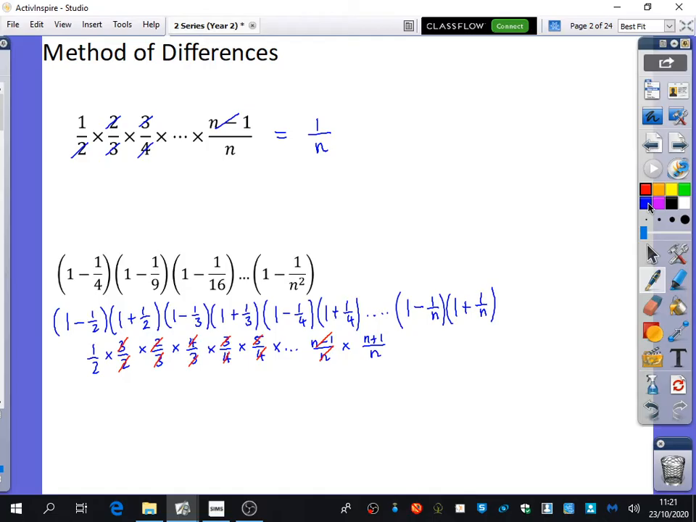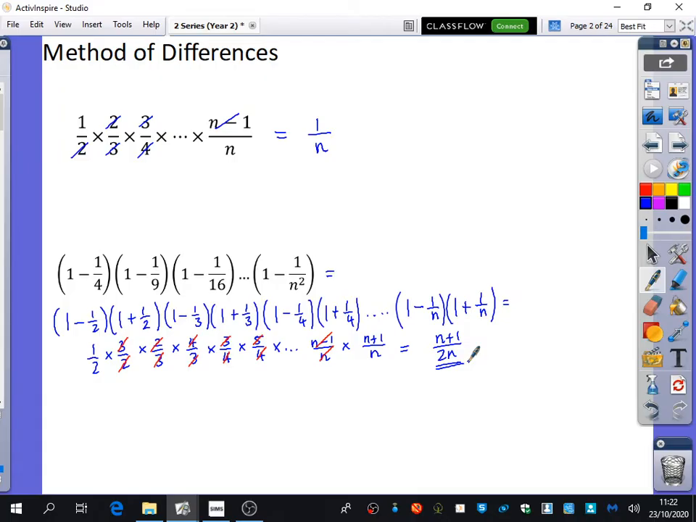I should have really put a couple of equal signs in here to show that this is all going to be the same. So we've just got a half times n plus 1 over n, which is just n plus 1 over 2n. So this idea is like, let's just explore and see if we can get lots of things cancelling out. That's going to be the main theme that we have here for method of differences.